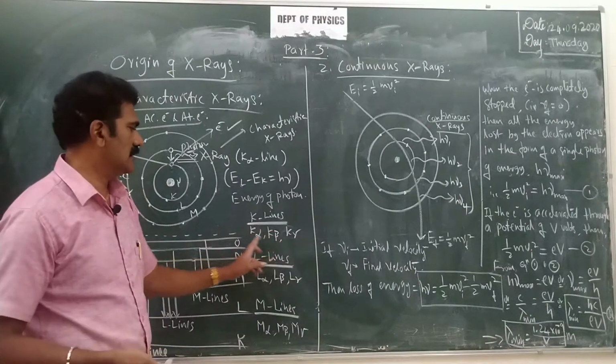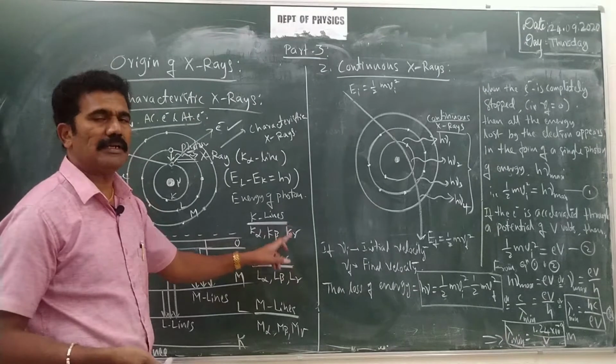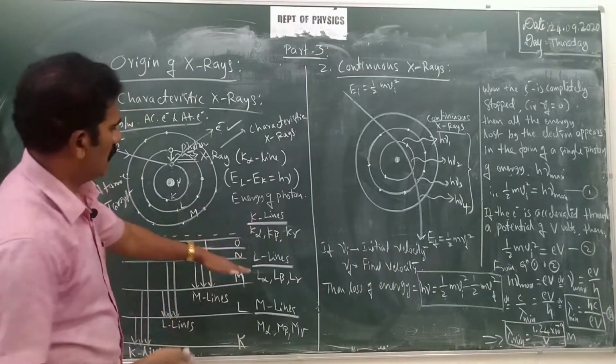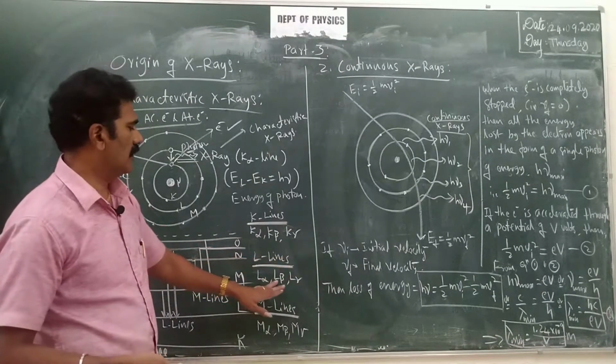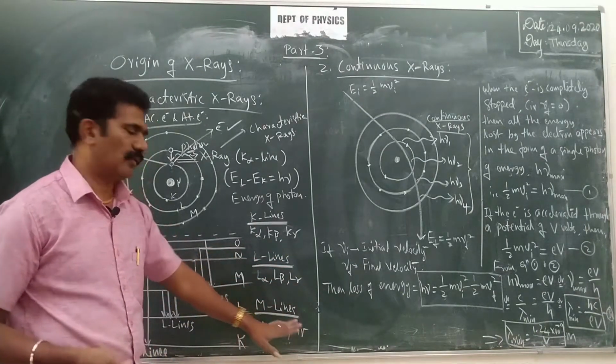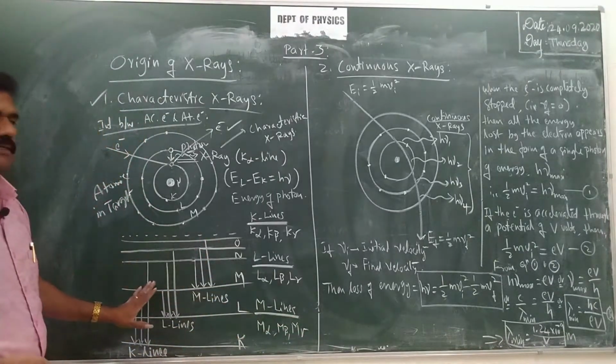So these three types of spectral lines depend upon the transition from which orbit to the K shell. Similarly, in the case of L lines, we have L alpha, L beta, L gamma. For M lines also we have M alpha, M beta, M gamma. You just look at this diagram so that you will understand better.